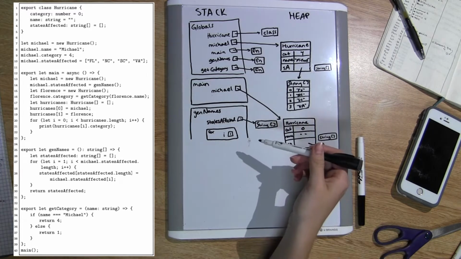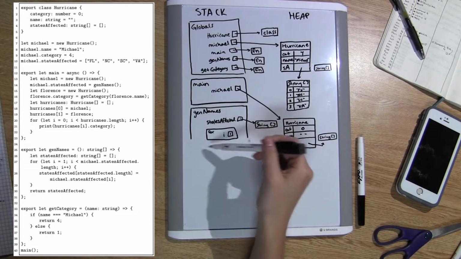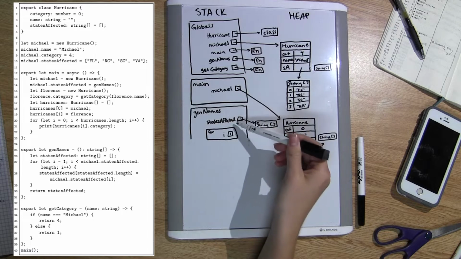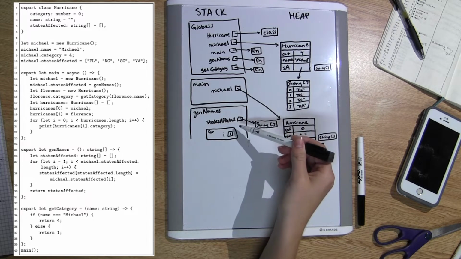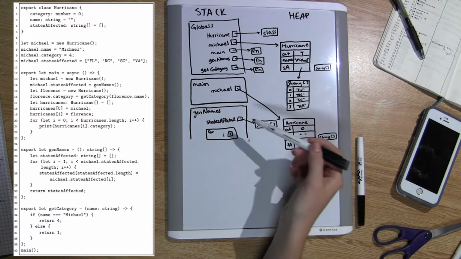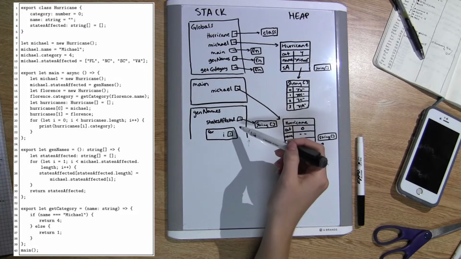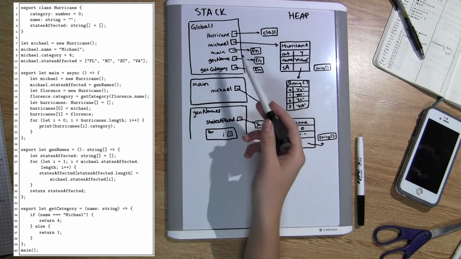So now we're comparing the value of I to Michael.statesAffected.length. But in this genNames frame, we don't see any Michael variable. So where are we going to look? You might think, oh, let's just pop up one to the main frame. But that's not what you want to do in this case, because genNames doesn't actually know any of the information that exists in main. What genNames can see, though, is a global variable.